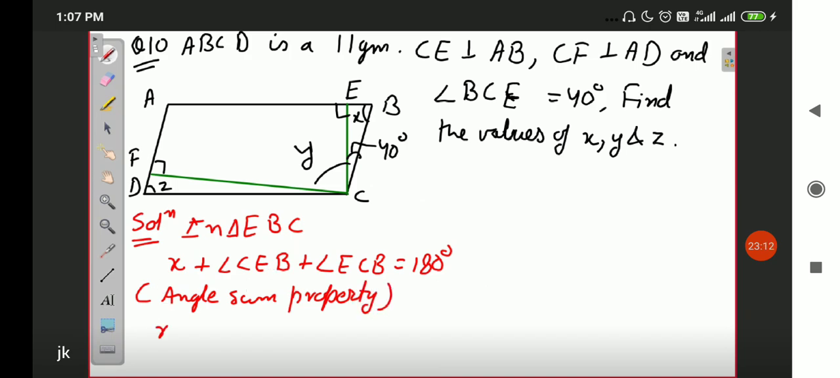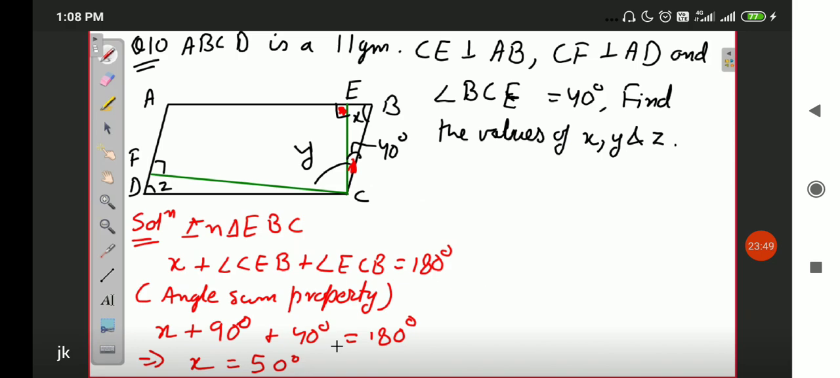Okay, so X plus 90 degree. Why is it 90 degree? Because this is a right angle. Plus 40 degree because it is given to us is all equal to 180 degree. That means value of X can be 50 degree. Once you simplify it, you will get the value of angle X as 50 degree. You have to simplify the calculation part by yourself and you will get the value of X as 50 degree. Fine.